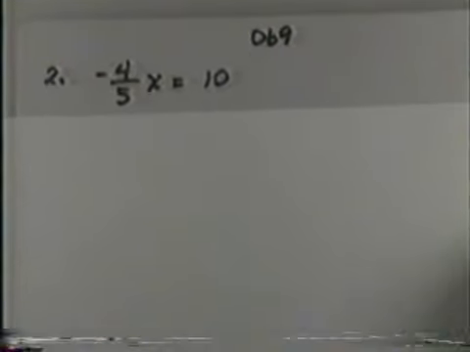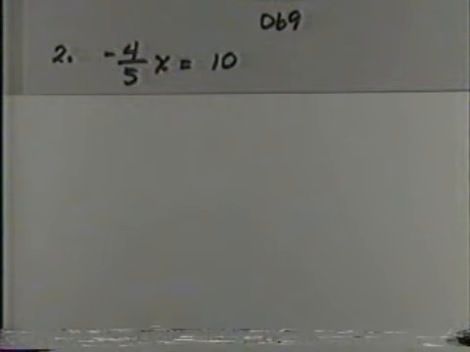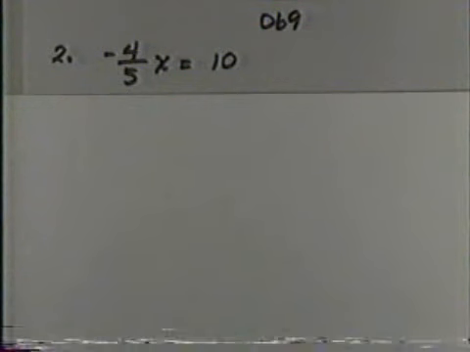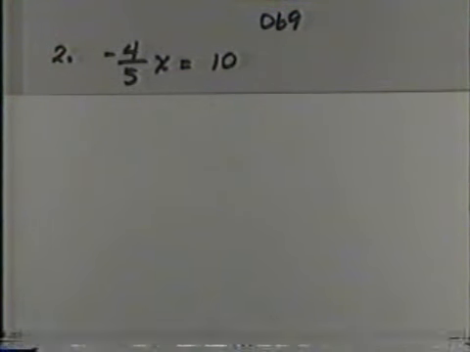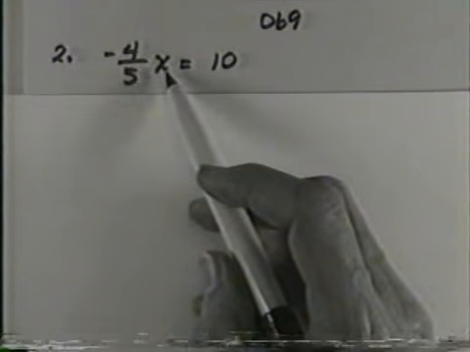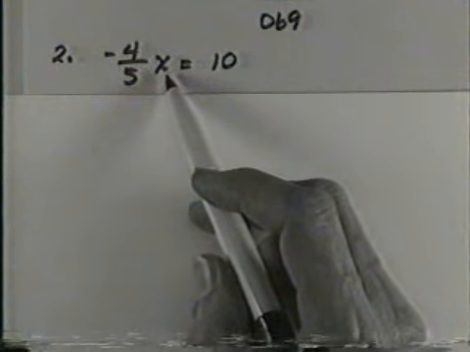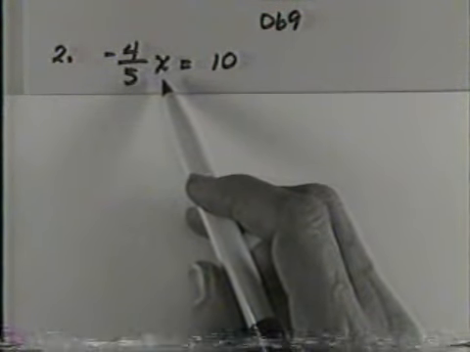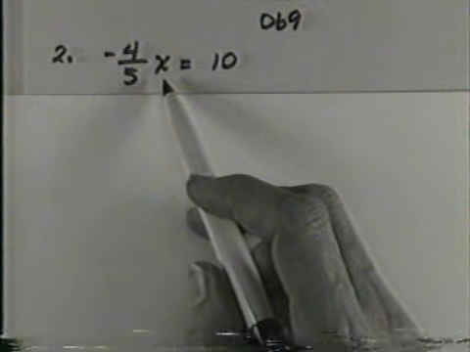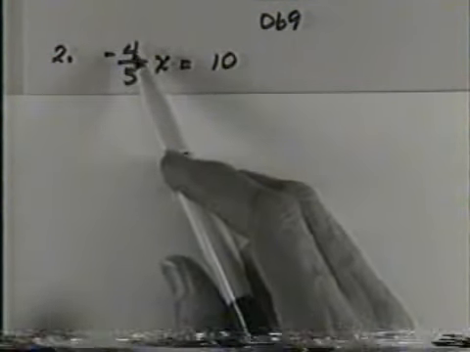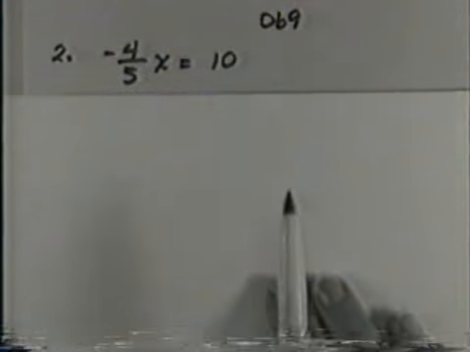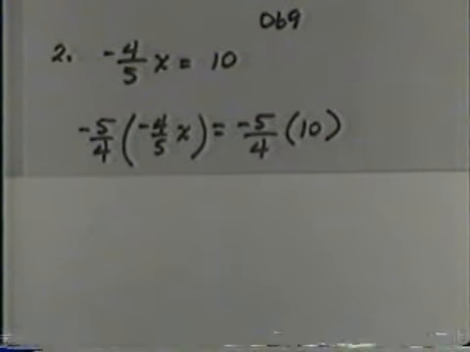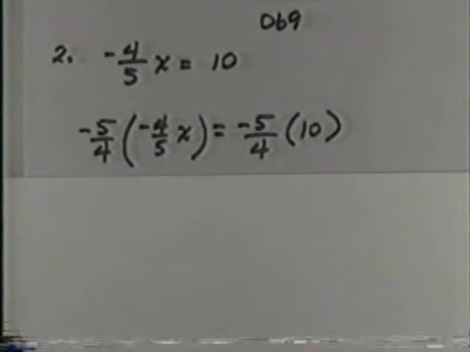The next example, negative 4/5 x is equal to 10. Notice that the negative 4/5 beside the x means multiplying. We want to eliminate that multiplied coefficient. We'll multiply by the reciprocal. The reciprocal of negative 4/5 is negative 5/4. So let's multiply both sides by negative 5/4.